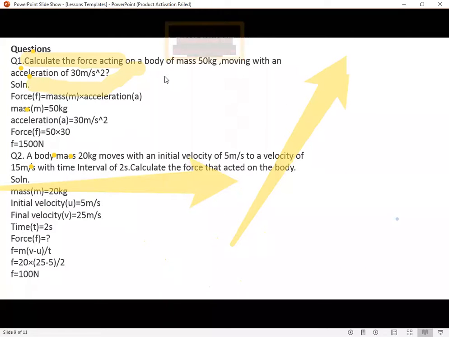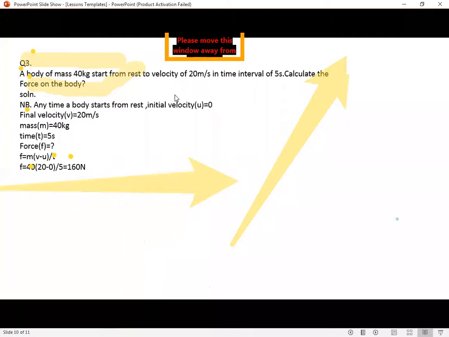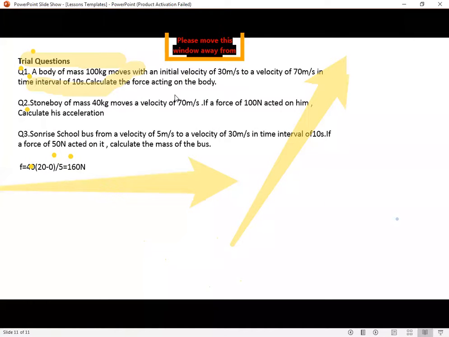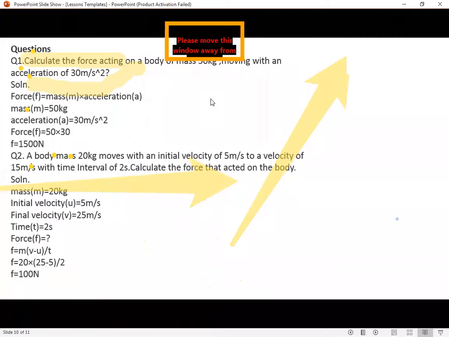So the first question over there: calculate the force acting on a body of mass 50 kilogram moving with an acceleration of 30 meters per second squared. Please make sure you have your calculator there. You can see the solution over there.